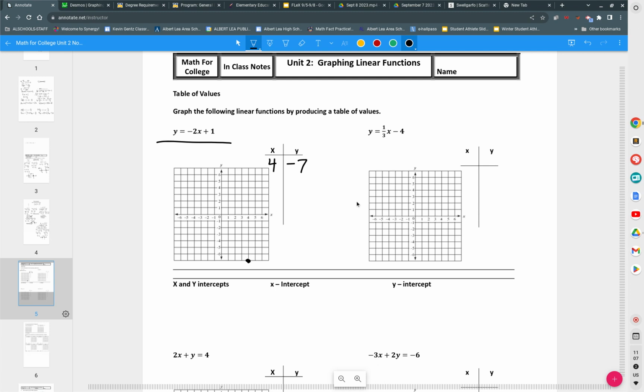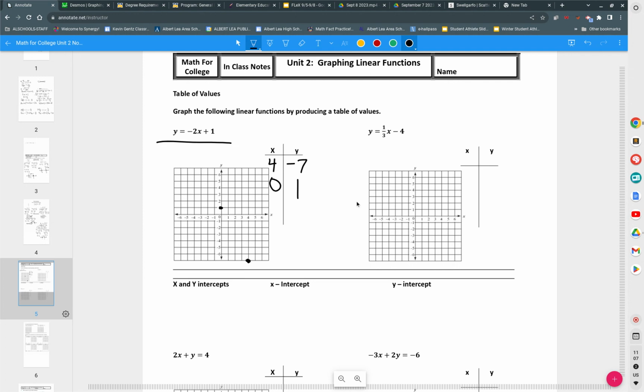Giselle, what number would you like to plug in? You get to pick. 0. All right, I like 0. 0 is a great number to plug in because it just makes this go away. -2 times 0 is 0, plus 1 is 1. So 0, 1. That's a great number.